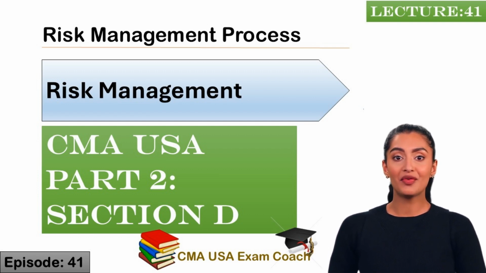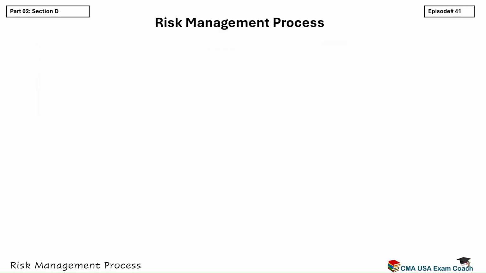So let's get started with risk management process. Now let's understand the main steps in the risk management process. We will just go through them in simple words first, and later, we will explain each one in detail with examples. The basic steps are: Step 1.